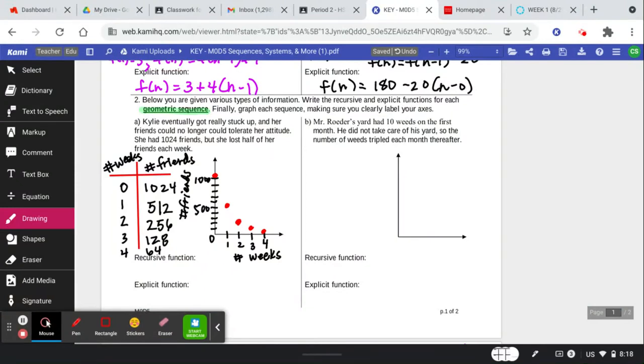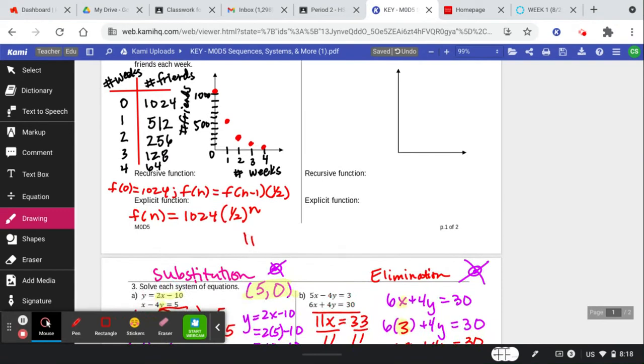Let's go write the recursive. f of 0 equals 1,024. f of n equals f of n minus 1 times 1/2. For our explicit, we begin with 1,024 times 1/2 to the power of n, or n minus 0, whatever you want. Now, why is this the little exponent n? Because we need exponents when we're showing repeated multiplication.